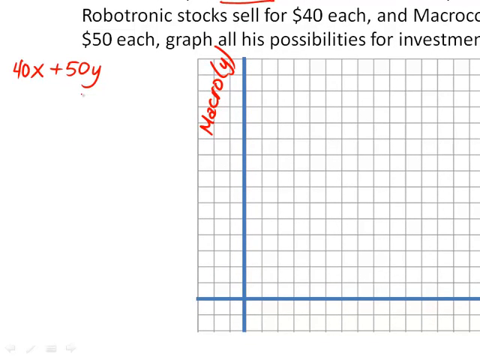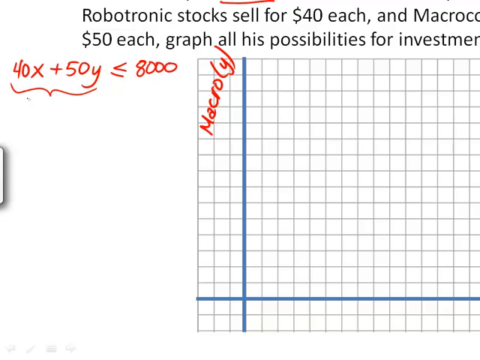Now, he has up to $8,000, so together his whole entire investment has to be less than or equal to $8,000. So now we want to find a way to graph this. Therefore, let's solve it for y to get our line equation to get the border, the maximum amount that he can spend.